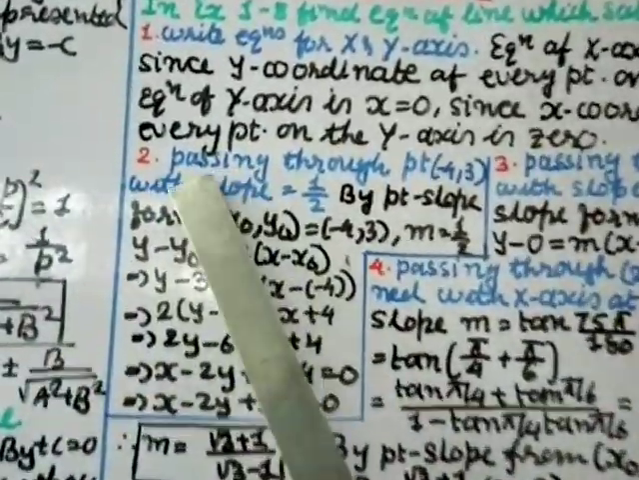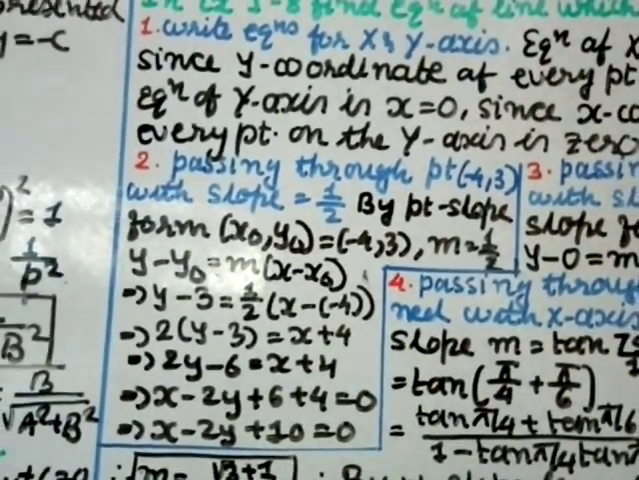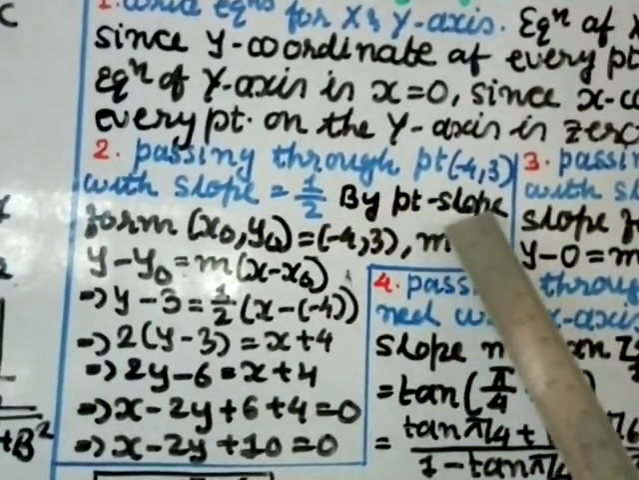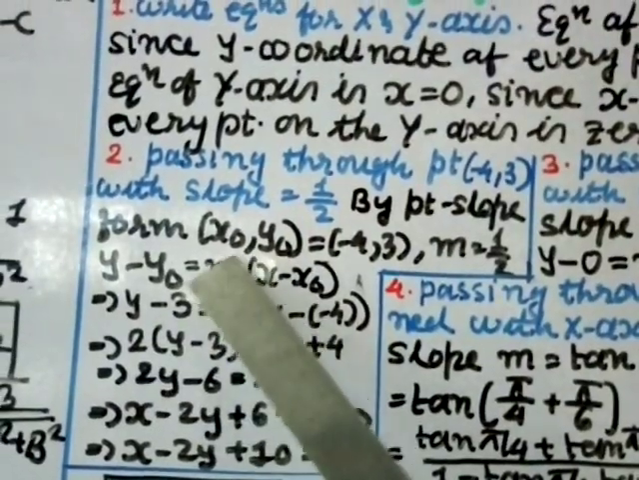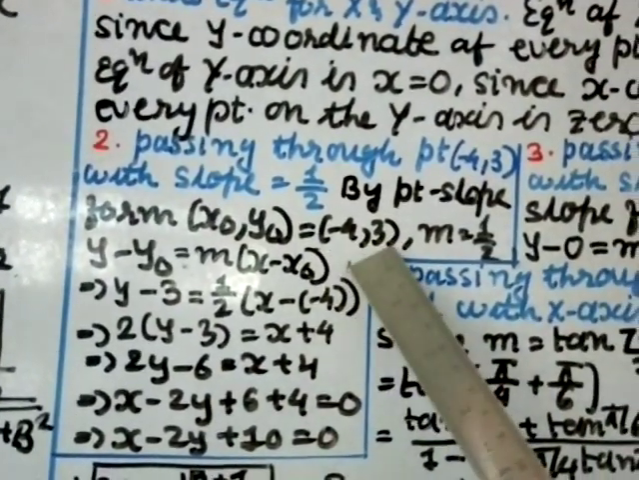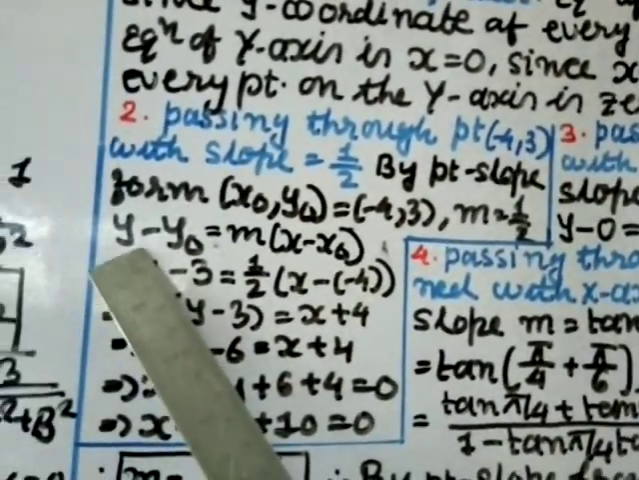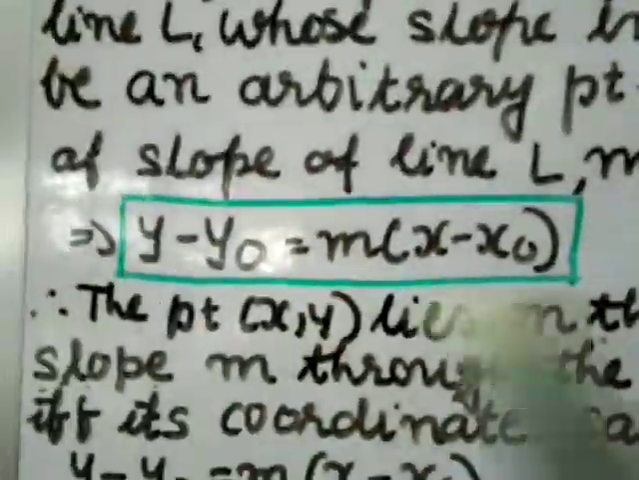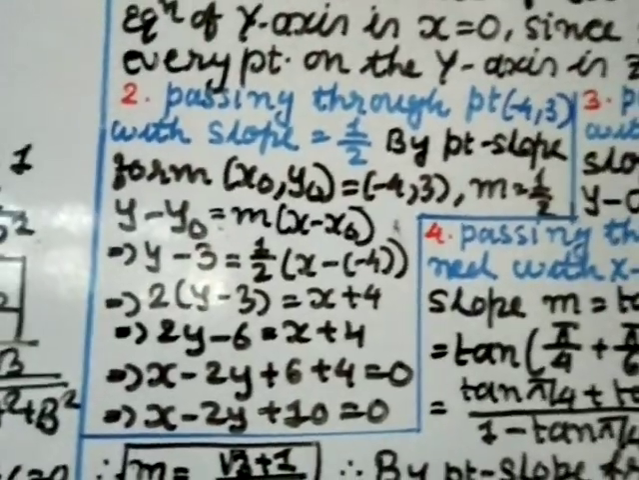Question number 2. Passing through the point -4, 3 with slope 1/2. You have to find the equation of the line. The point is given, the slope is given, so by the point slope form, you need x naught, y naught. That is the point -4, 3, and the slope m is 1/2. The point slope form equation of the line is y minus y naught equal to m times x minus x naught. We did this before in this class, so use the formula and place the values.